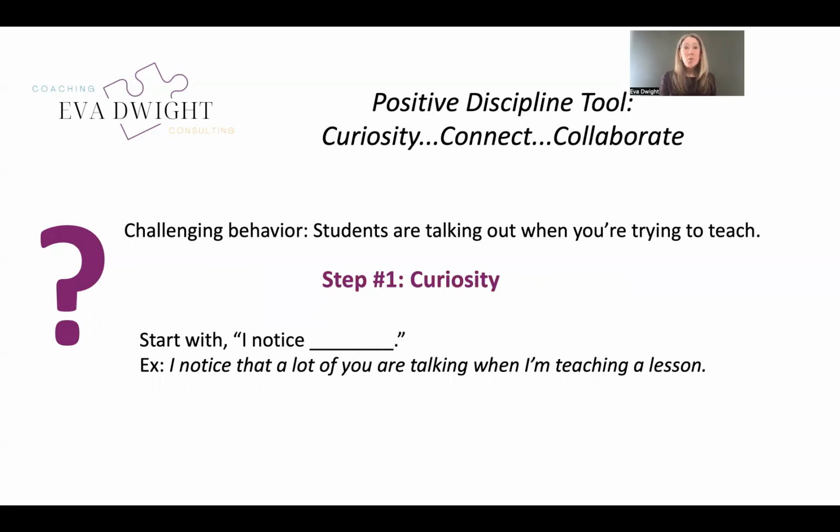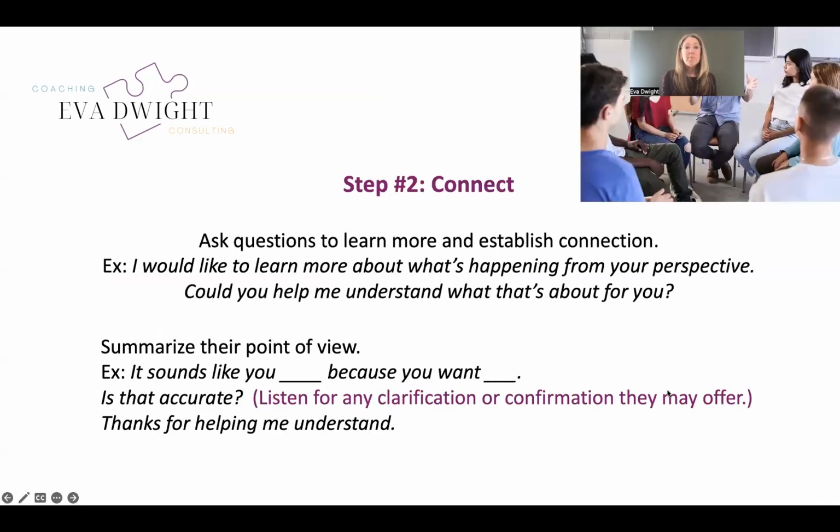So step number one is use curiosity. A lot of times we think we understand why kids are misbehaving, and we really don't know unless we ask. So the first thing I'm going to ask you to do is get the kids together for a conversation and just start with the words, I notice, and then describe the problem behavior. Like, I notice that a lot of you are talking when I'm trying to teach a lesson.